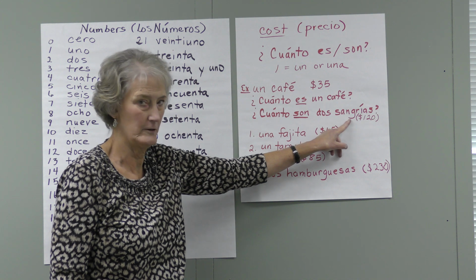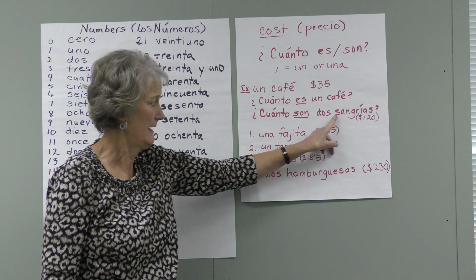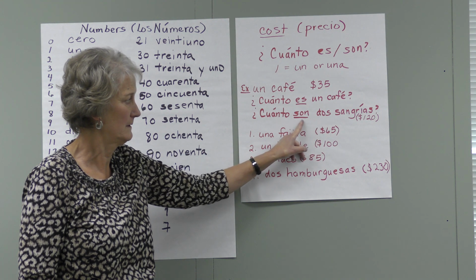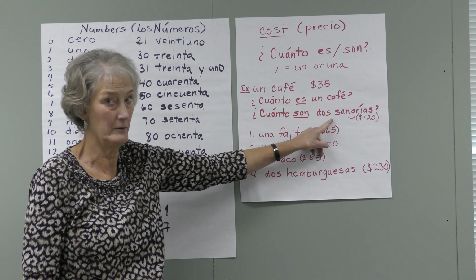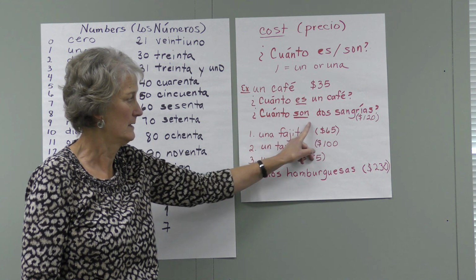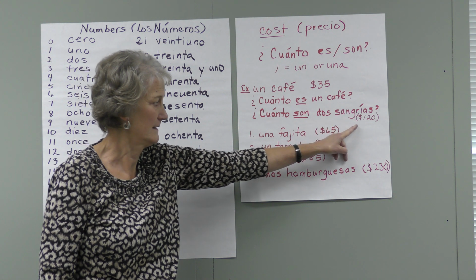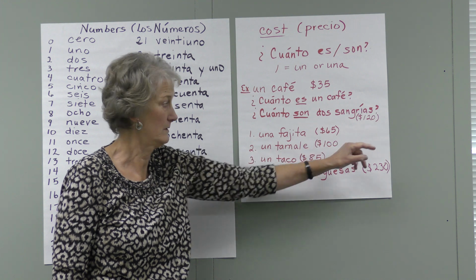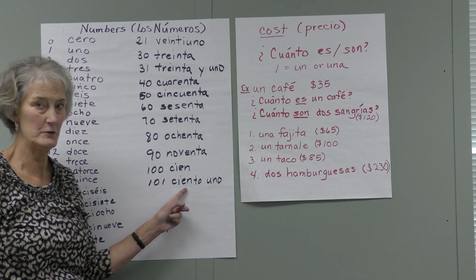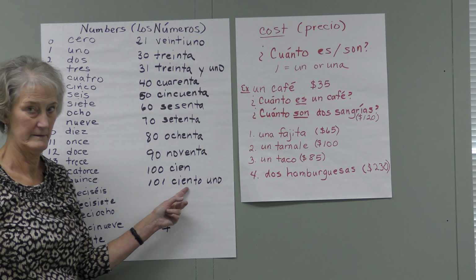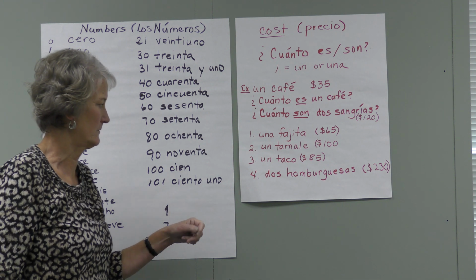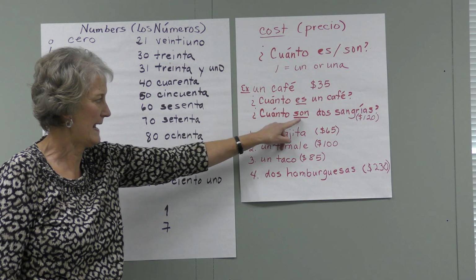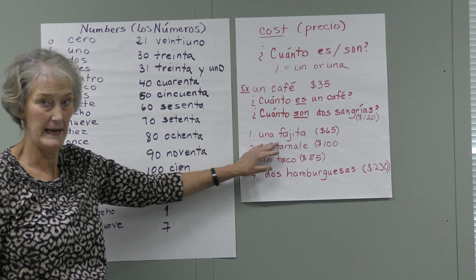Now, dos sangrias, you don't have to just order one of something. How much are 2 sangrias? Okay. We use son because 2 sangrias is plural. We can't use es anymore. ¿Cuánto son 2 sangrias? All right, this would be 120 pesos. Remember I told you ciento is used for anything over 100. 120 pesos. The question here, would we use es or son? Es or son?